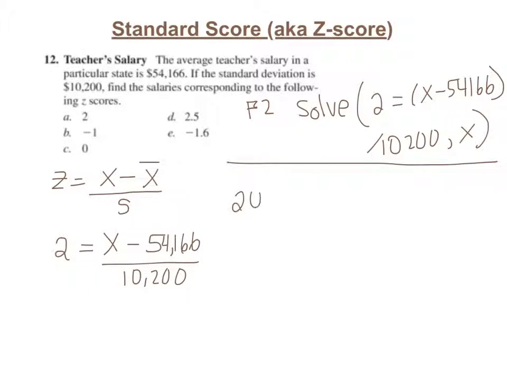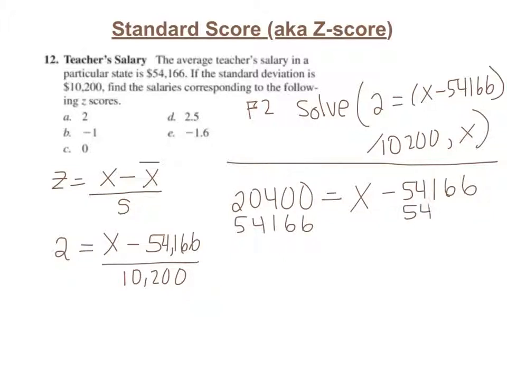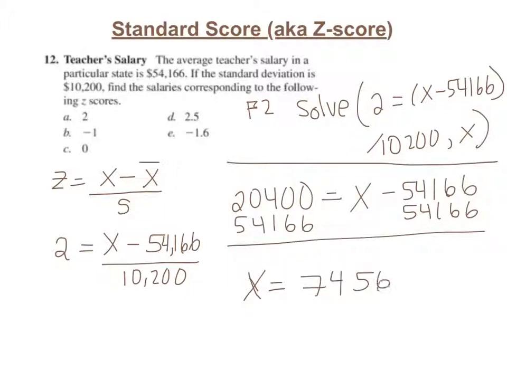That is 20,400 is equal to x minus 54,166. Add 54,166 to both sides. And you will find that a teacher who is 2 standard deviations above the mean is making $74,566. Okay. So that is the answer for part A.